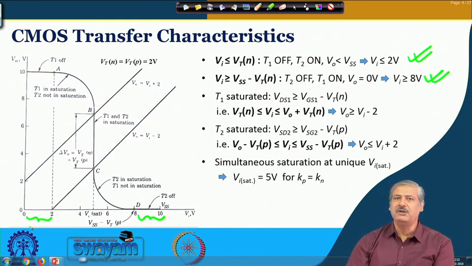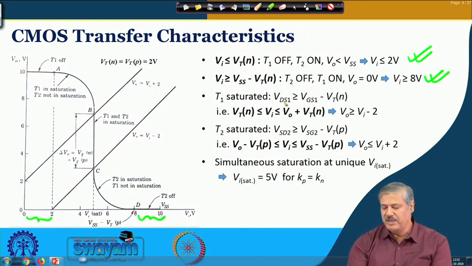And we have already noted earlier in the NMOS logic inverter discussion that the pinch off occurs when VDS is equal to VGS minus VT. We remember that, okay, for the NMOS. So whenever VDS is greater than VGS minus VT, that will be the saturation region then.